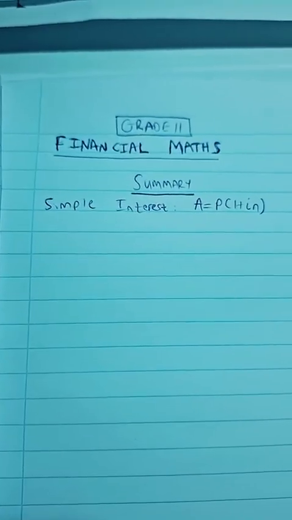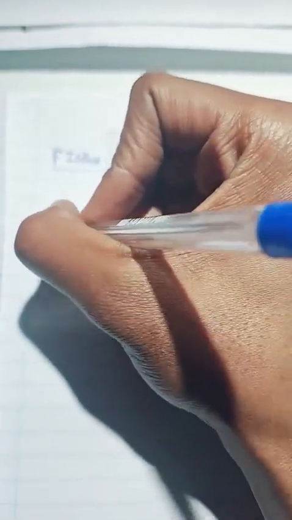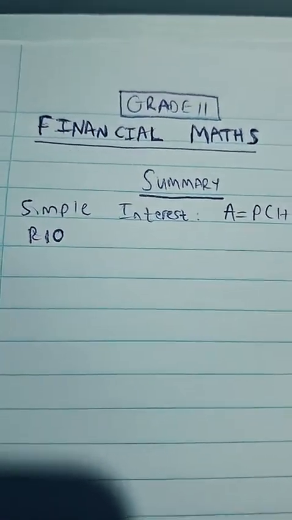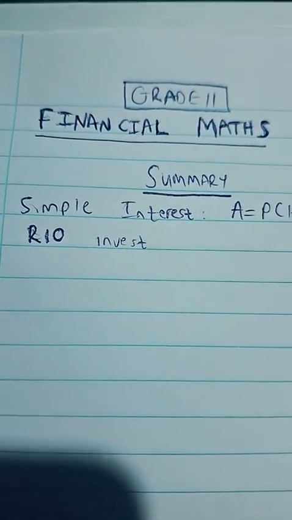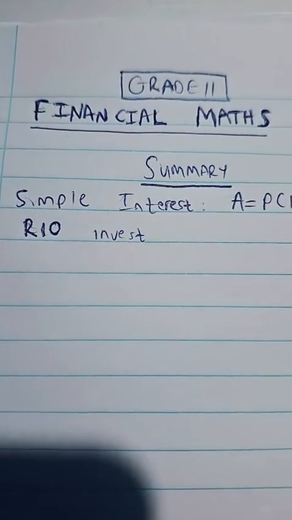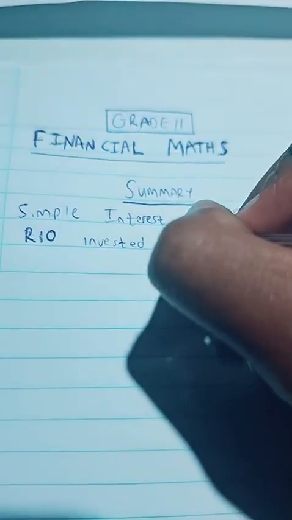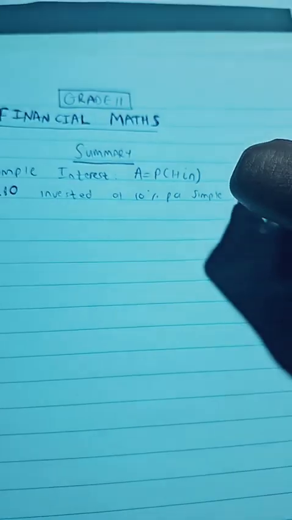If we were to be practical about something like this, I want to make a point about interest that is calculated based on the original amount. Let's say I had 10 Rand, because when we talk about 10 Rand, at least we are talking about money that many of us are familiar with. Let's say I invest 10 Rand now with the intention of saving that amount of money. So 10 Rand is invested at 10% per annum simple interest.